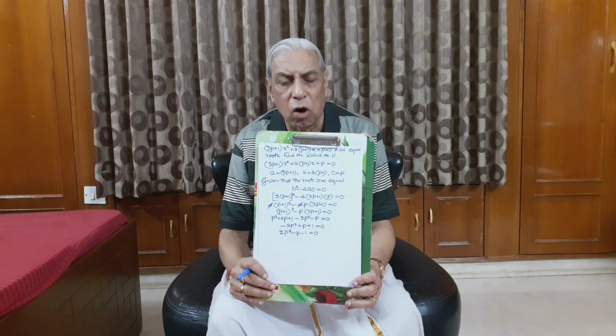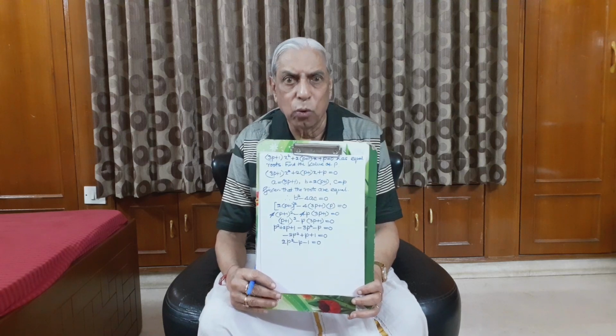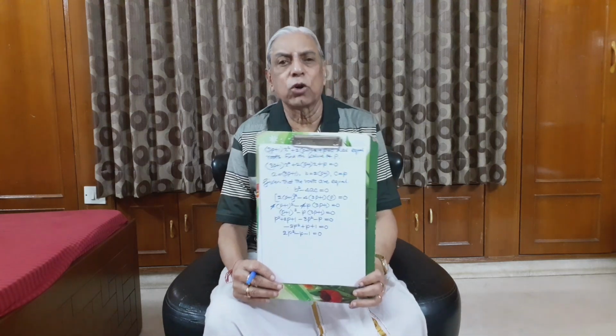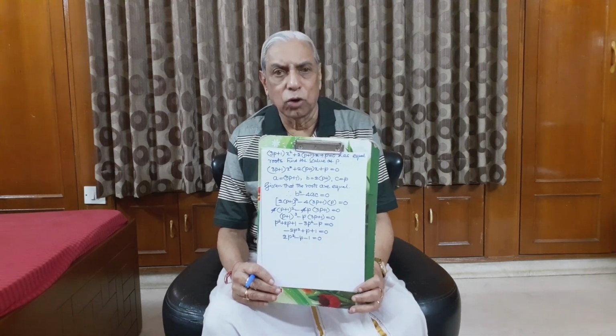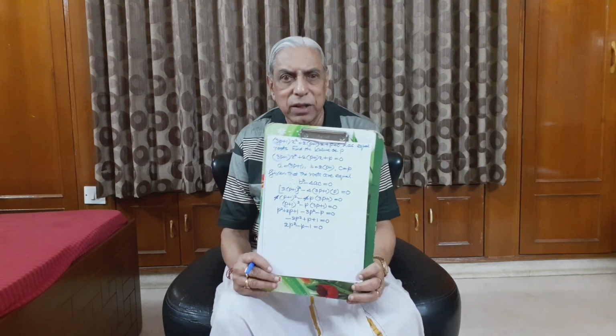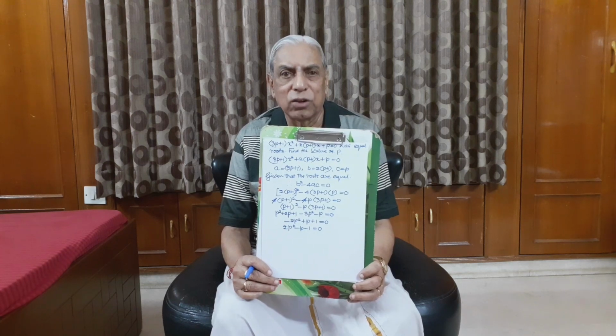I am transferring all the terms to the right hand side, where minus 2p square will become plus 2p square. Why have I transferred? In order to make it a positive term. So plus 2p square. And then plus p will become what? Minus p. Then plus 1 will become minus 1. That is equal to 0.